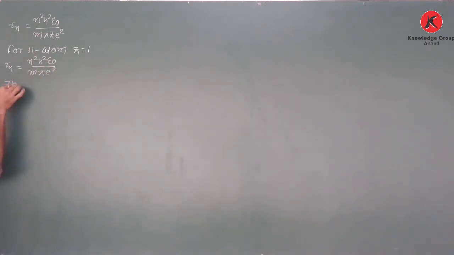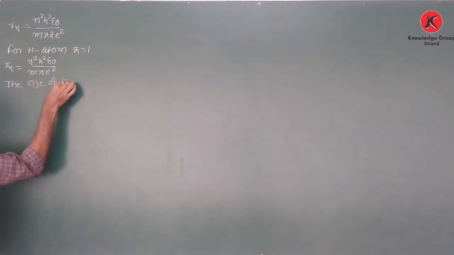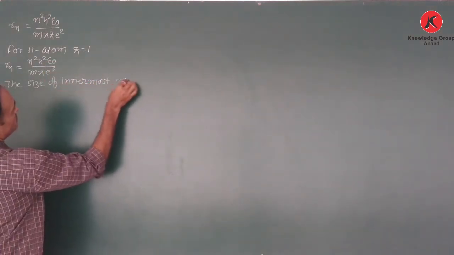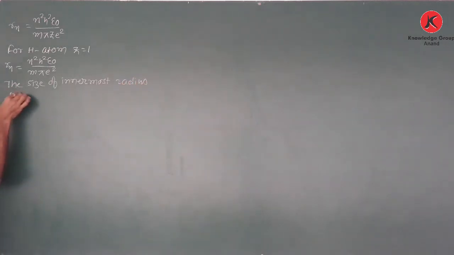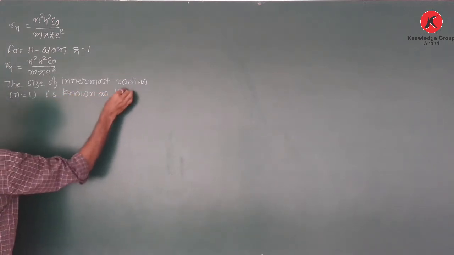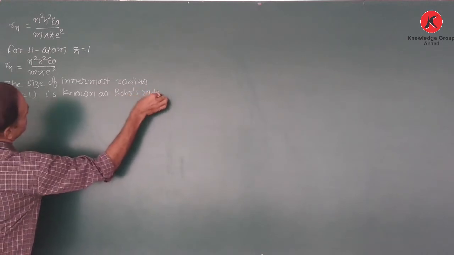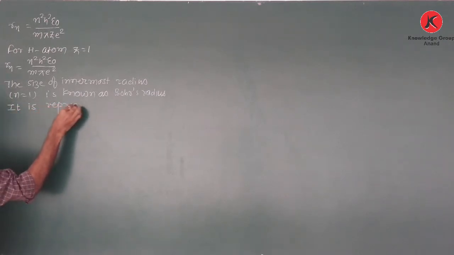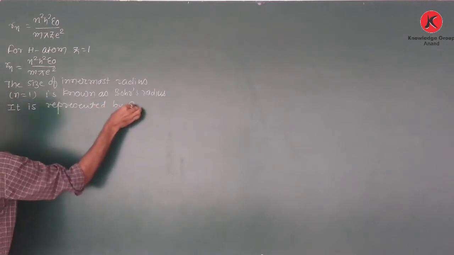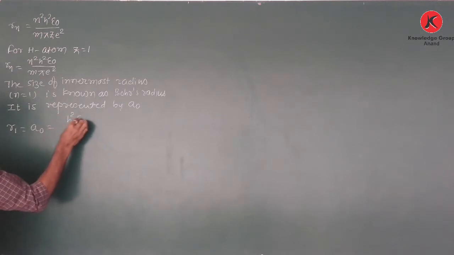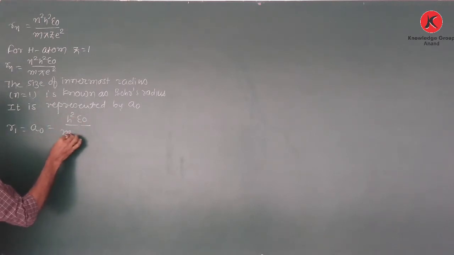The size of the innermost orbit, radius with n is equal to 1, is known as Bohr's radius. It is represented by a0. Therefore, r1 is equal to a0, that is the Bohr radius, for n is equal to 1. Therefore, 1 square h square epsilon 0 upon pi m e square.